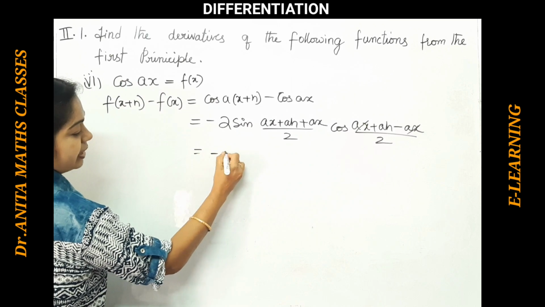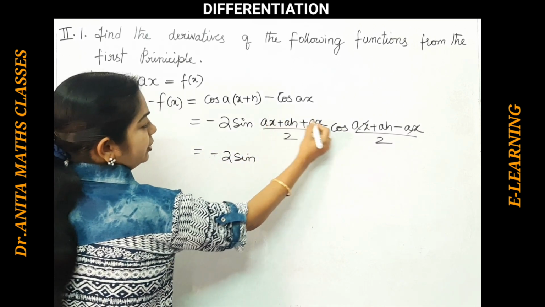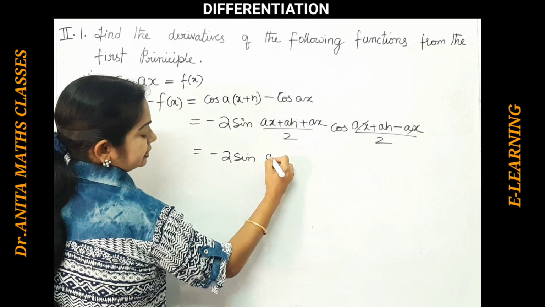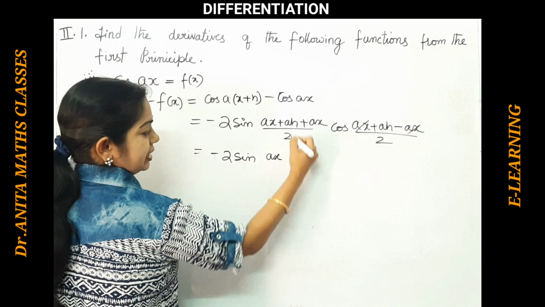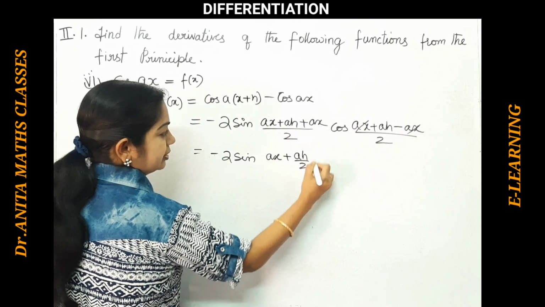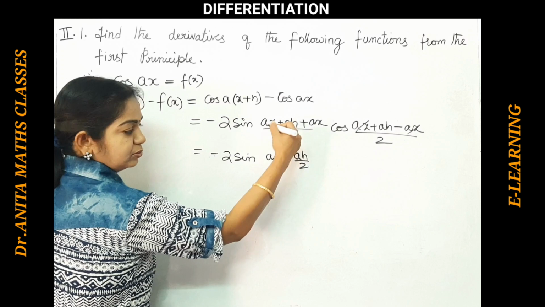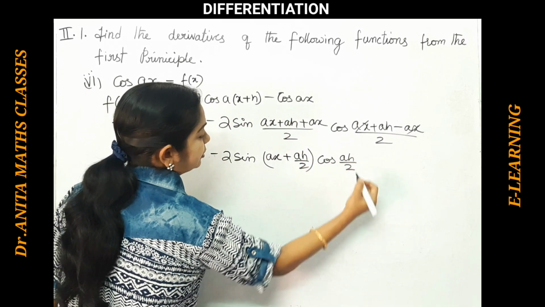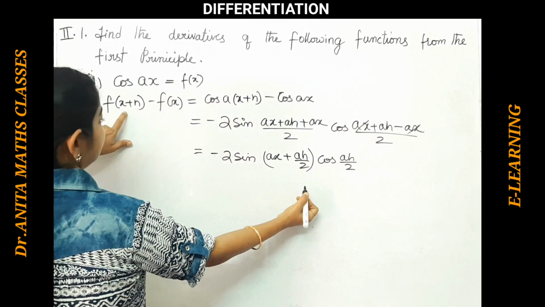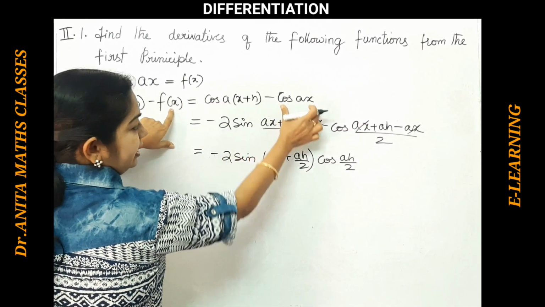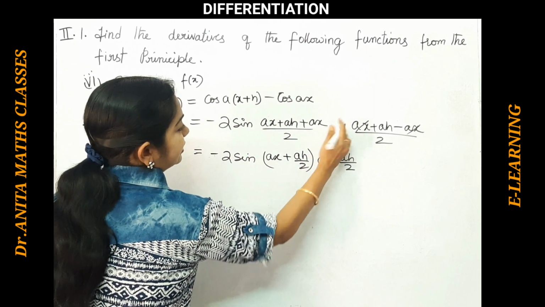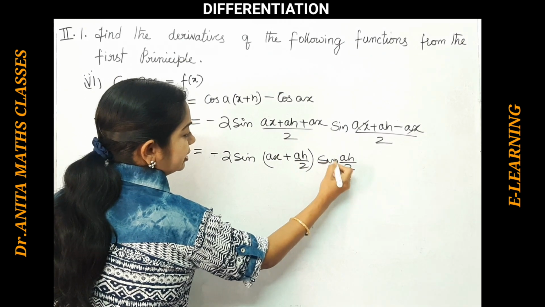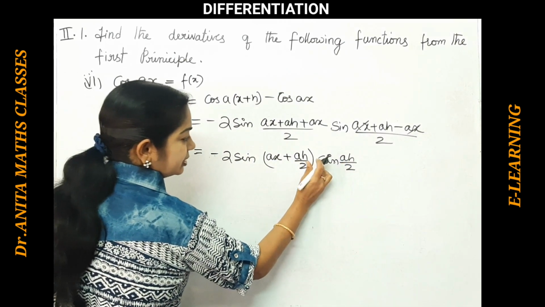Here we can take it as minus 2 sine of 2ax by 2, 2 goes off, so that is ax. Okay, so this is ah by 2. Here this is 2ax by 2, 2 goes off. So this one is cos of ah by 2 here. So this is f of x plus h minus f of x. We got it using C and D. Oh sorry, this is sine here, minus 2 sine, not cos, okay, minus 2 sine and this is also sine. So make this correction here.